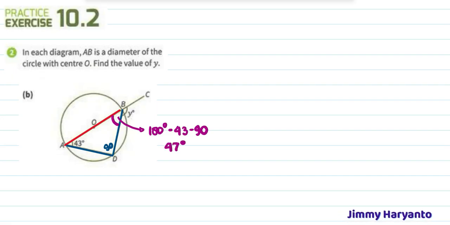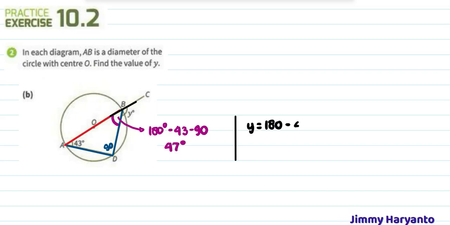47 as the result. And then to find the y, you have to take a look at this line. The sum of angle of a line is 180 degree. That means to find the y is equal to 180 minus 47. So y equals to 133 degree.